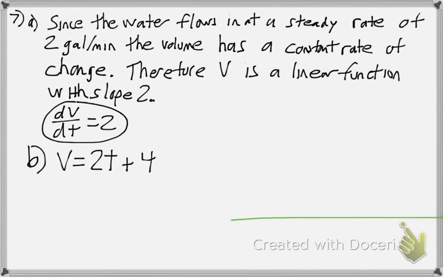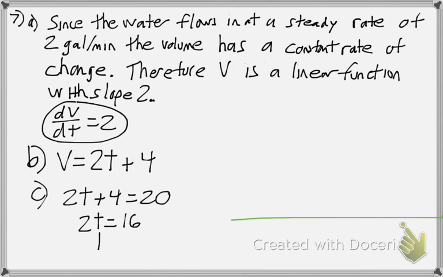Let's look at part C. It says the tank can hold 20 gallons. How long will it take to fill the tank? So I want to set my equation equal to 20. And if I do that, then I can figure out what t is, or how long it's going to take. So 2t is equal to 16, t is equal to 8, and our unit of time is minutes. So it'll be 8 minutes.